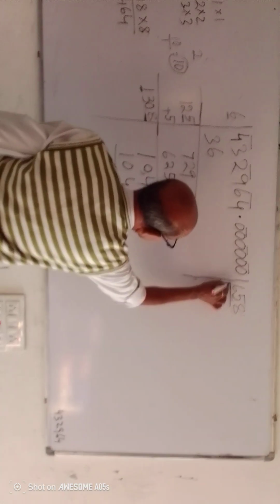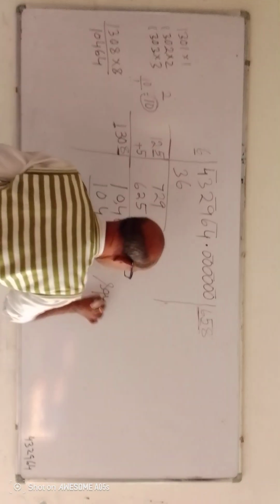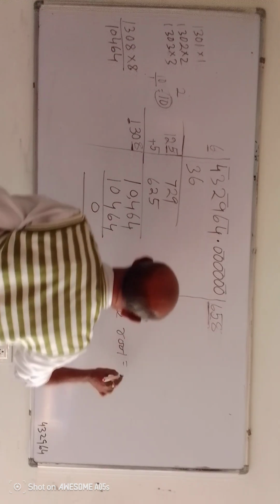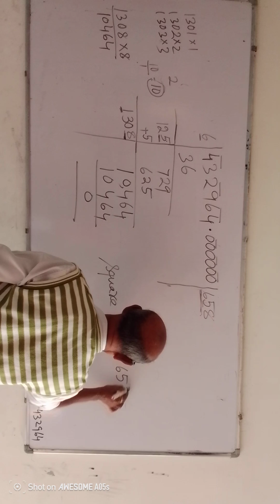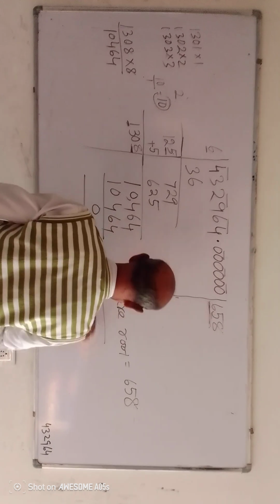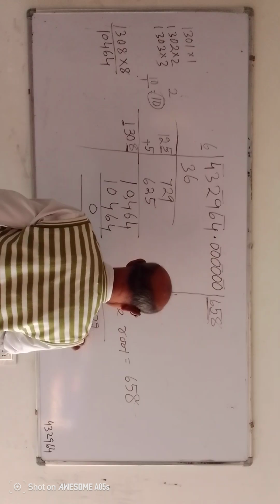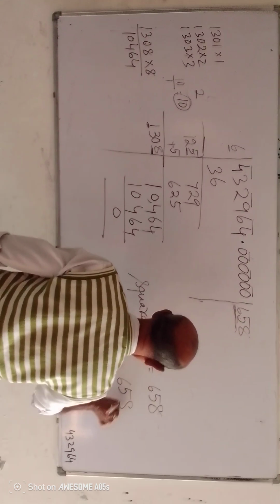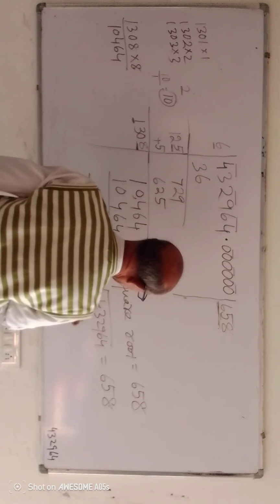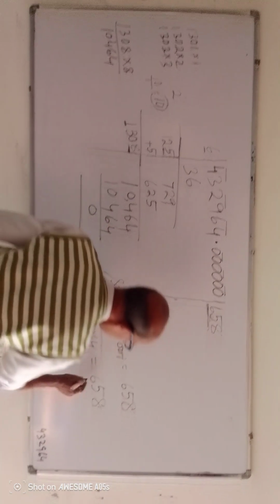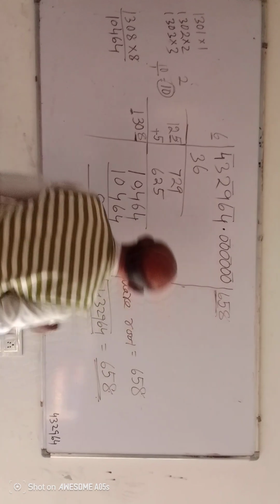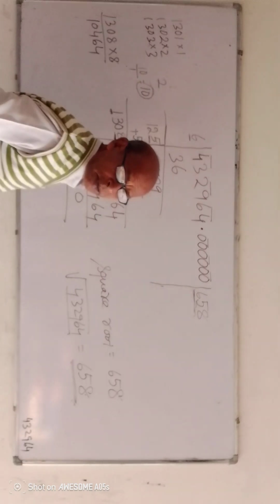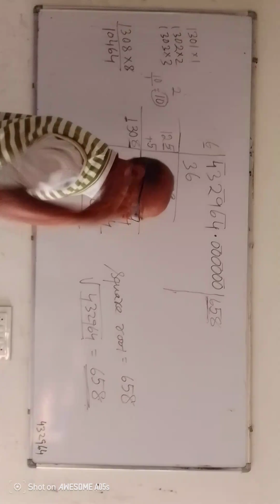Now our square root is 658. So the square root of 432964 is equal to 658. Actually this is a perfect square number, so we are getting the square root as a whole number. If it were not a perfect square number, then it would have come in decimal quantity. Okay? Stop.